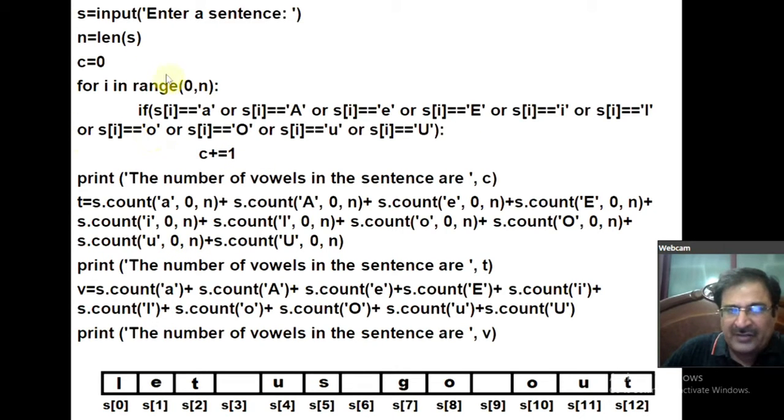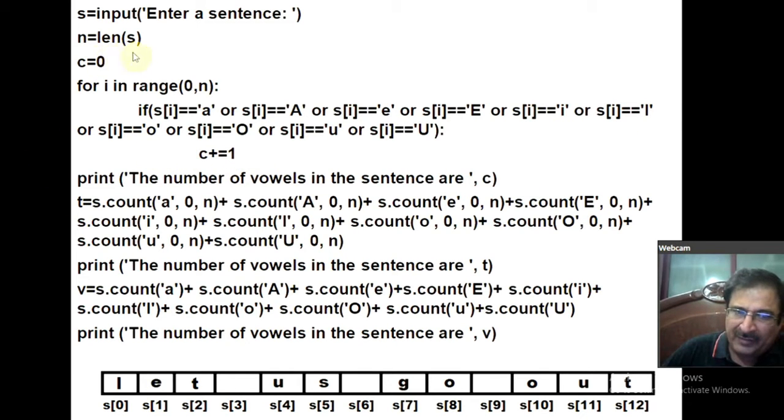Again the for loop will execute with the next iteration and the value of I will become 1. It is checking whether the S1 index location has any of these characters. S1 has E. So the if statement will run and the value of C will be incremented by 1. The value of C was 0, it will become 1. Again the value of I will increment to 2. Does the S2 index location have any of these vowels? No. So the value of C will remain 1.